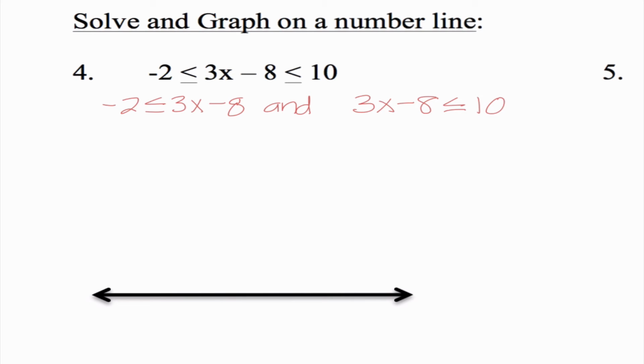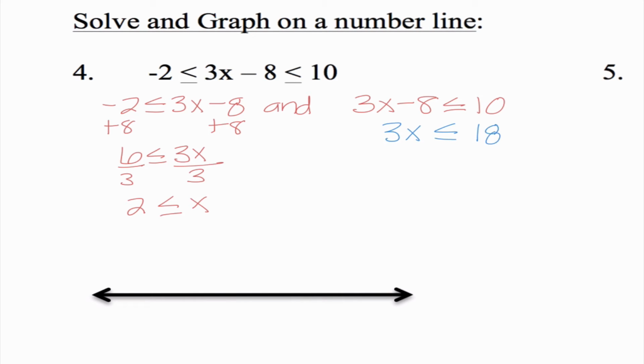So I'm going to add 8. I get 6 is less than or equal to 3x. When I divide by 3, I get x, or all numbers that are greater than or equal to 2. My other one here, I'm going to add 8. When I divide by 3, I get all numbers that are less than or equal to 6.